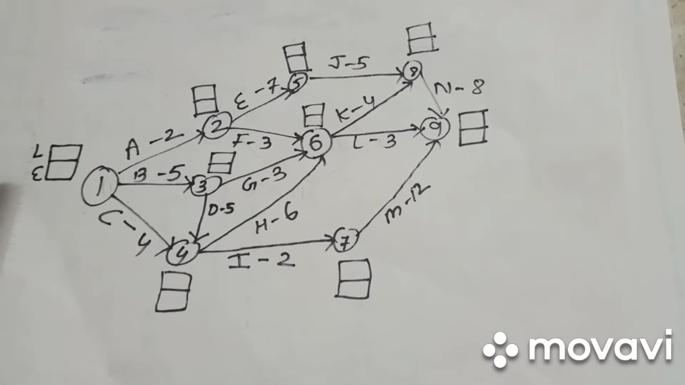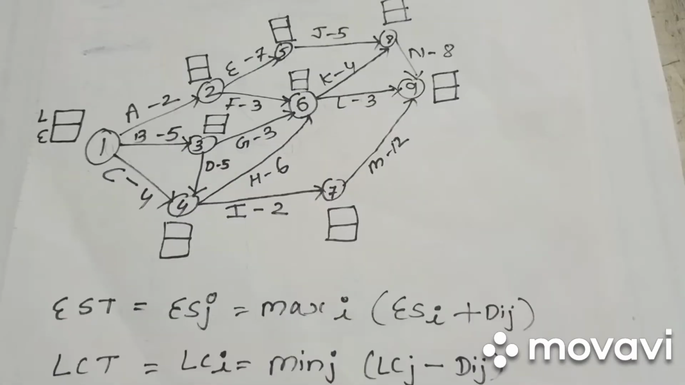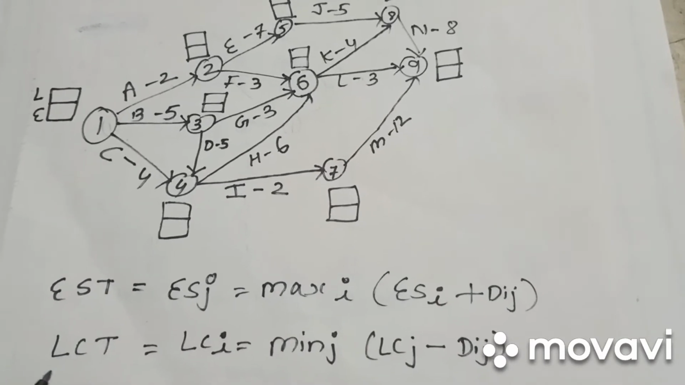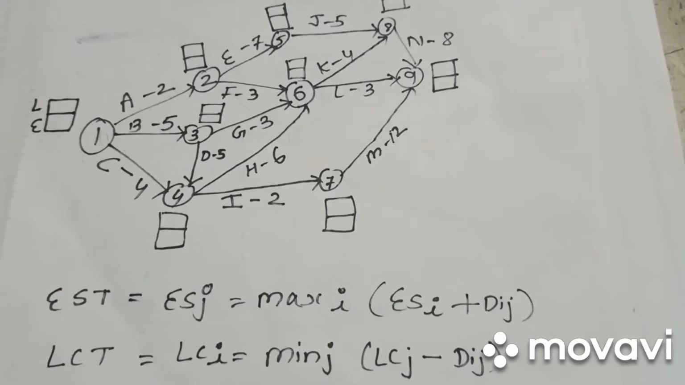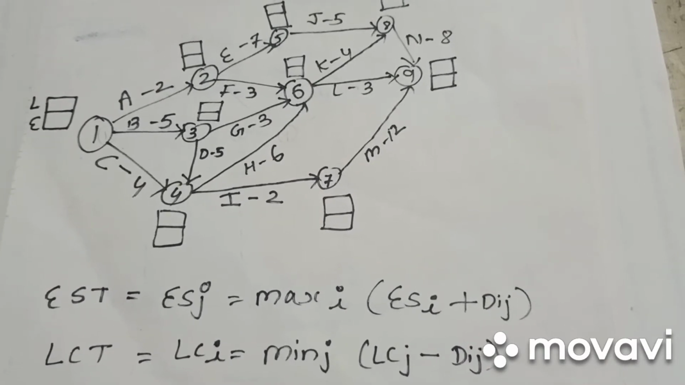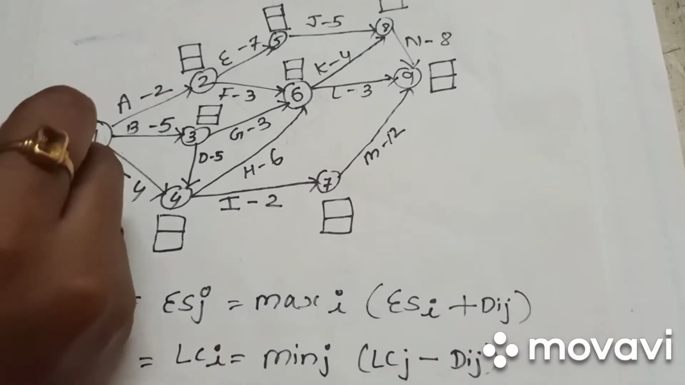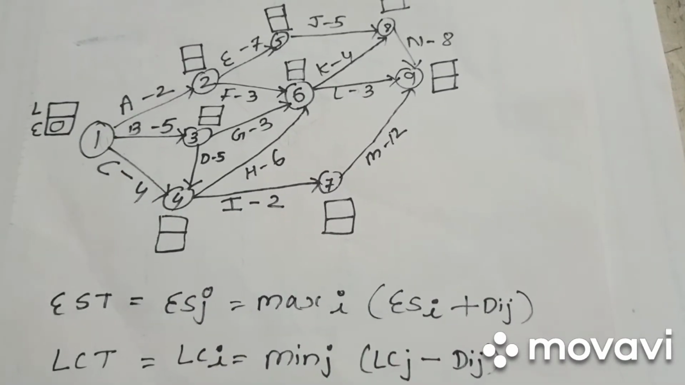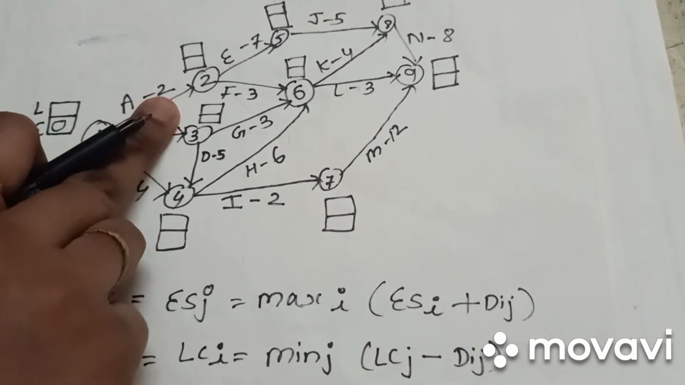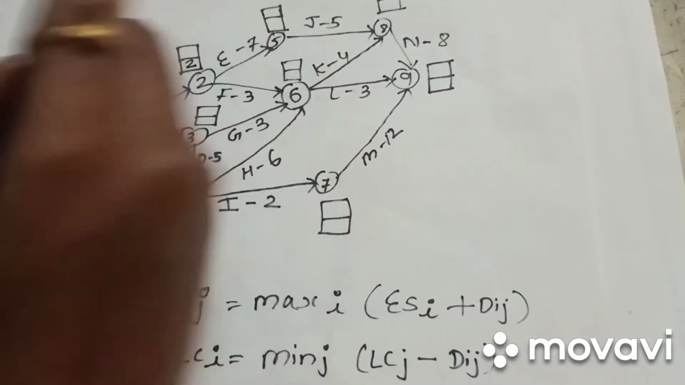Now we have to calculate the earliest time and the latest completion time, with the help of the formulas. The first and foremost is the earliest starting time. How do we find the earliest starting time? With the help of this formula, we start. First, the earliest starting time is 0. The duration for A is 2, so 0 plus 2 is 2.